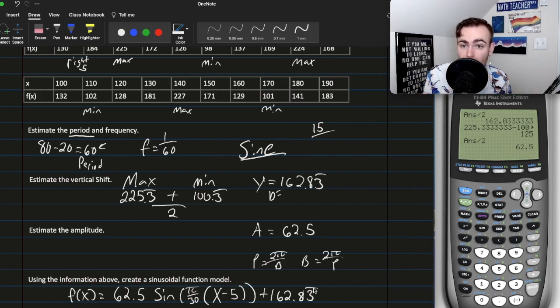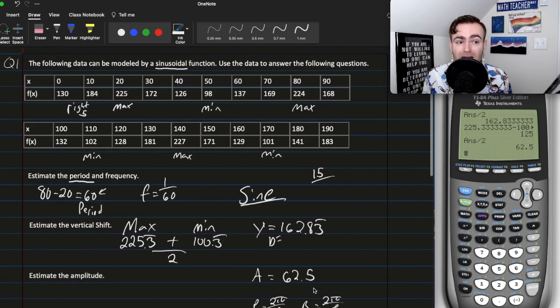What we're going to do now is we're going to load the data into our calculator and have the calculator run a sine regression. So I'm going to be back in a little bit, but I'm going to plug all of these values into my calculator into the stat button. So I'll see you soon.